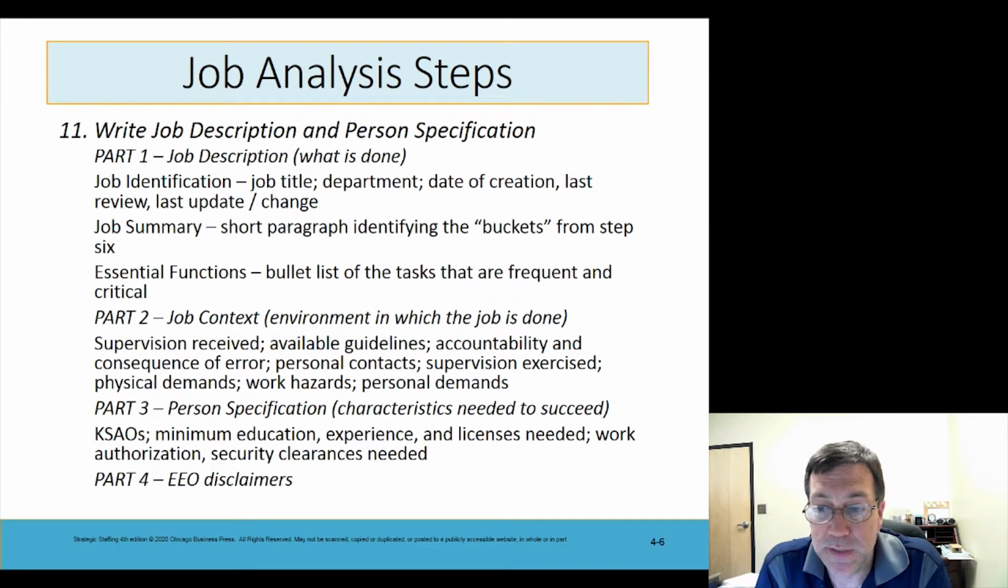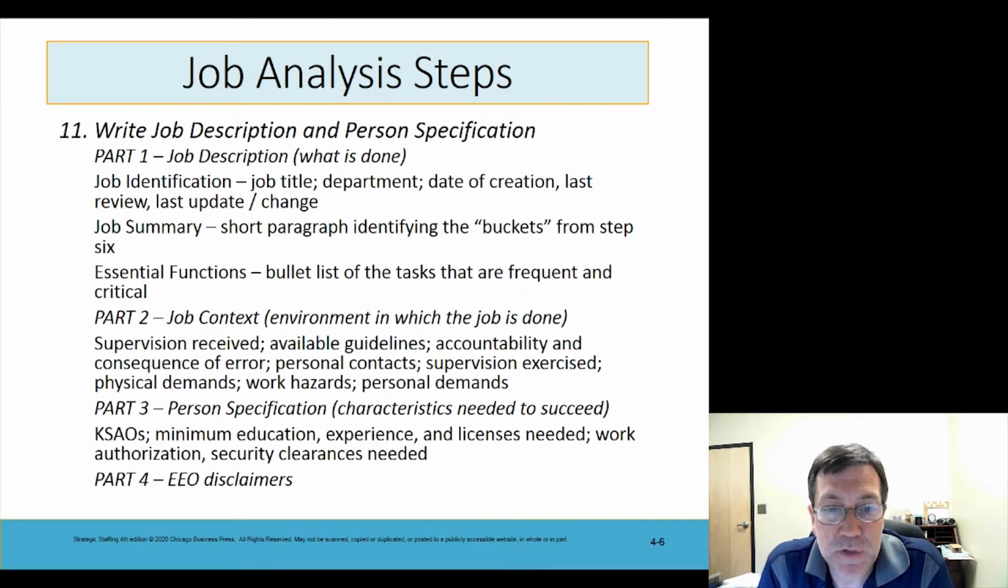Personal context. In the example of the dog groomer, pet groomer, you come in contact with customers on a daily basis. You come in contact with coworkers maybe a couple of times a day or once a week. Maybe you have meetings with your manager once a month or whatever. But who do you come in contact with? Why do you come in contact with them? And how frequently do you come in contact with them?